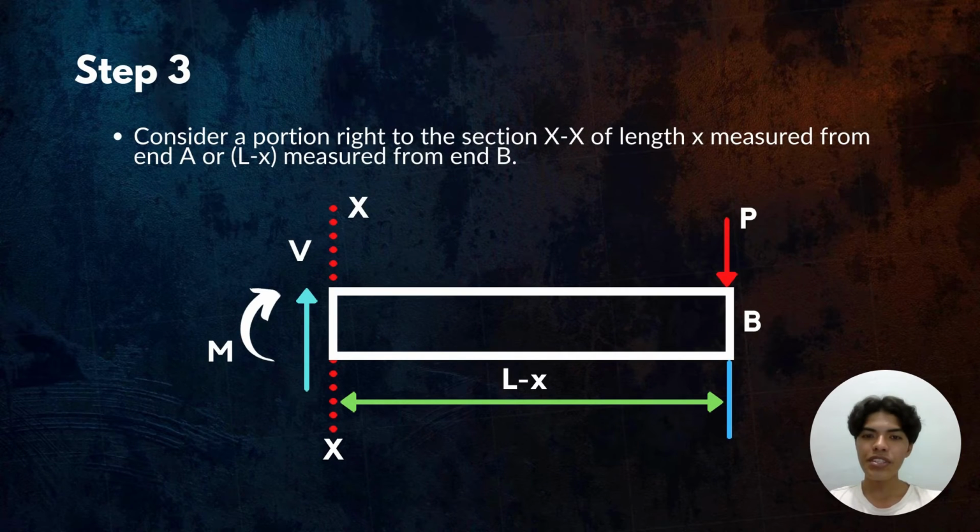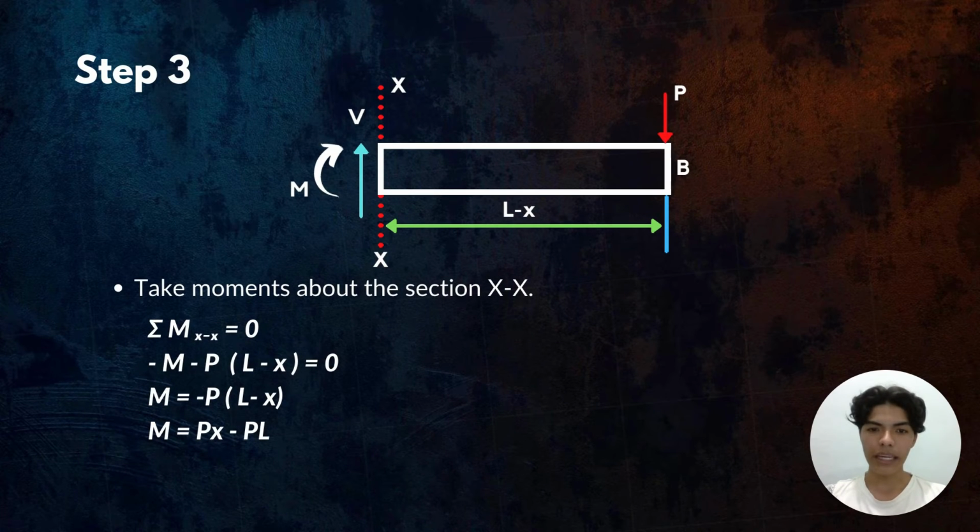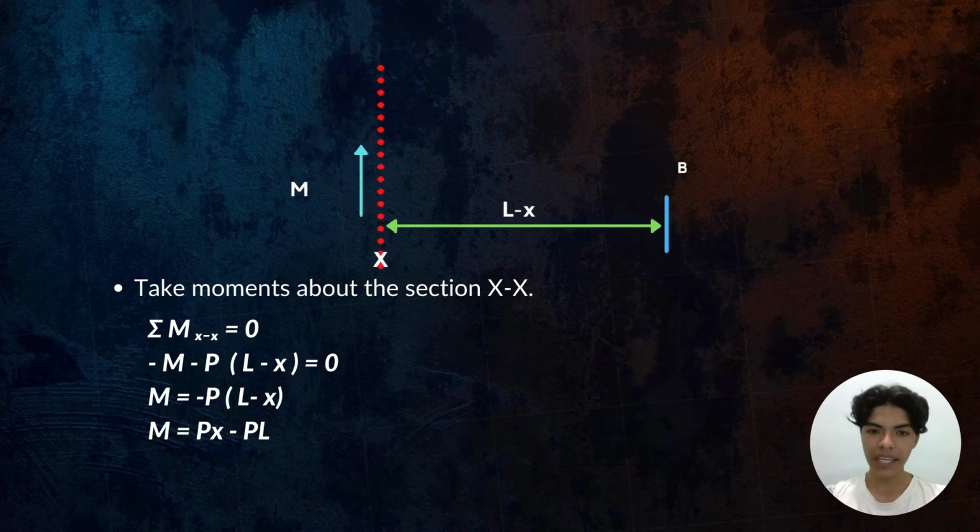Third step is to consider a portion right to the section x-x of length x measured from end point A, or L minus x measured from the end B. Also, we need to take the moments about the section x-x. So we have the summation of moment about the section x-x is equal to 0. We have negative M minus P times the quantity of L minus x is equal to 0. Use the transposition method. We have M is equal to negative P times the quantity of L minus x. Simplify. We have M is equal to Px minus PL.